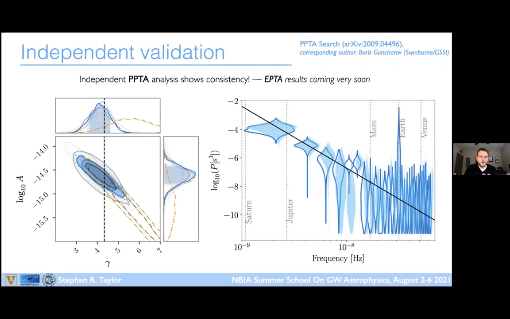Steven. All right, so I've talked a lot about NANOGrav data, but I want to talk about Parkes Pulsar Timing Array data. And I thought I heard someone maybe want to ask a question as well.